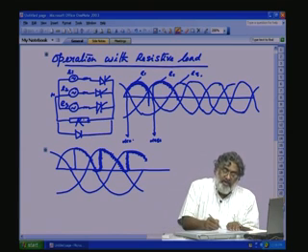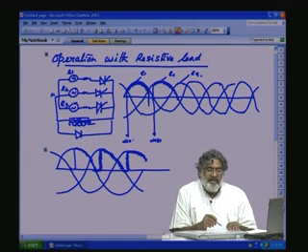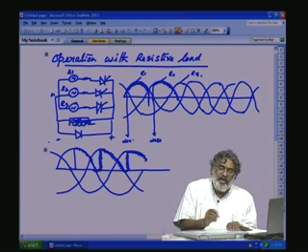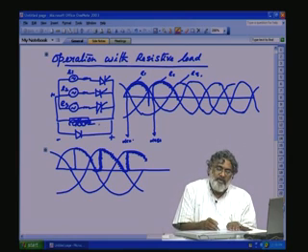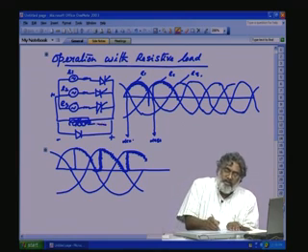this is inductive, load is inductive, and with the diode, the moment the voltage waveform is positive, it can only be positive, and any time it is negative, what will happen? Current will free wheel through this way.